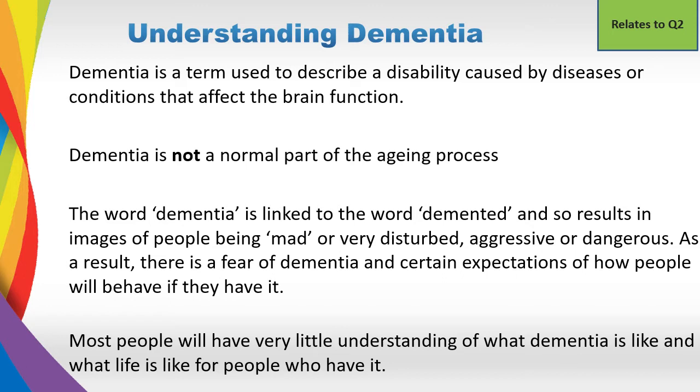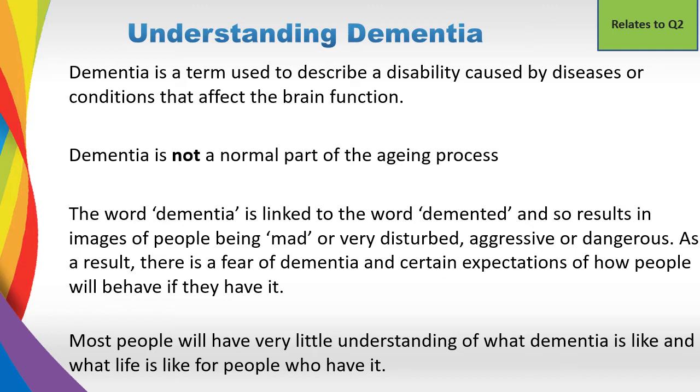So what does dementia mean? Dementia is a term that's used to describe a disability caused by diseases or conditions that affect the brain function. It is not a normal part of the aging process.